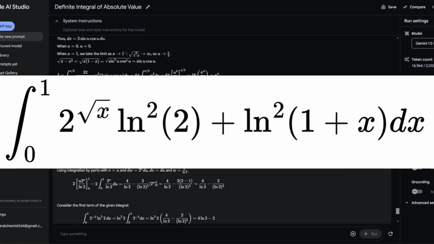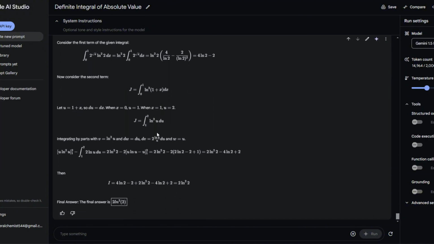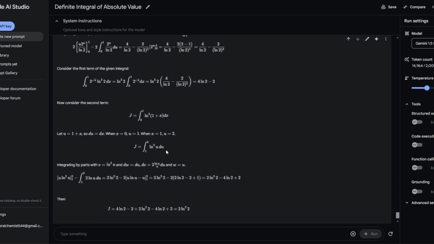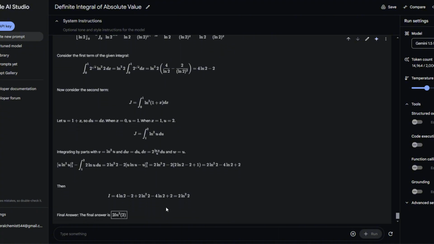Alright, this next integral is a tricky sum of inverses integral. And it seems to have got the right answer. Wow. I don't know what it did though. It used I and J. I hope it didn't do something weird, but no, it got the right answer.